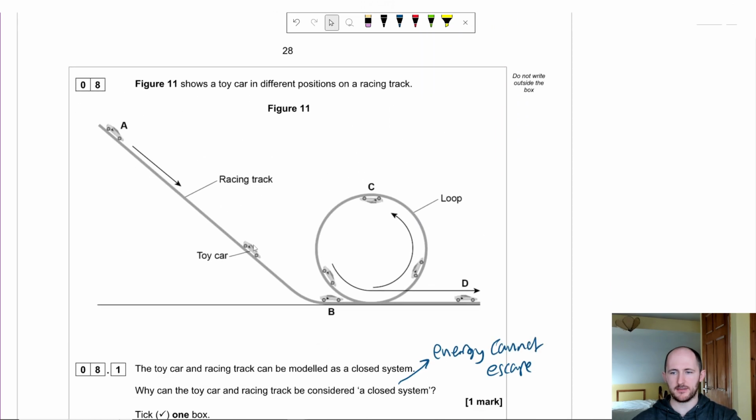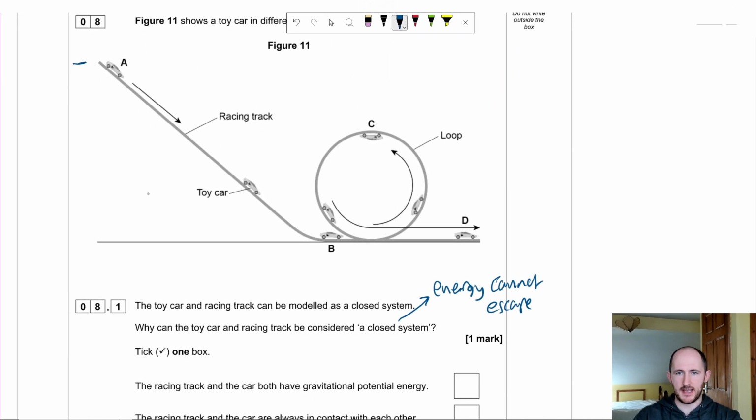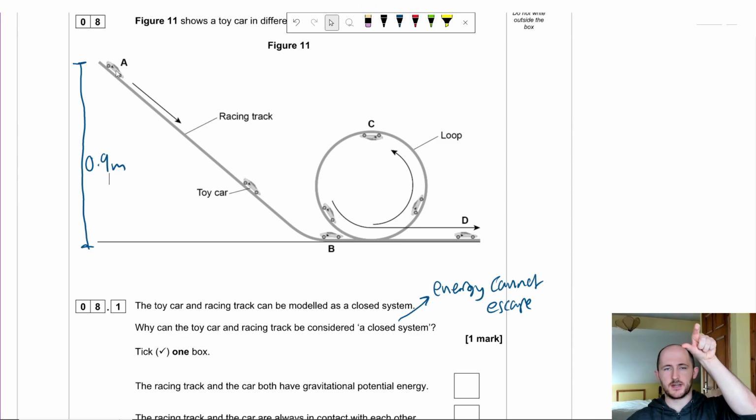So if we just look back here, for instance, what they're telling me is the height here is 90 centimeters. I'm going to use that in meters because we're scientists, right? At A, when we're holding it in this position, it has a certain amount of gravitational potential energy because it's been raised up 0.9 meters. And that will be given by mgh.